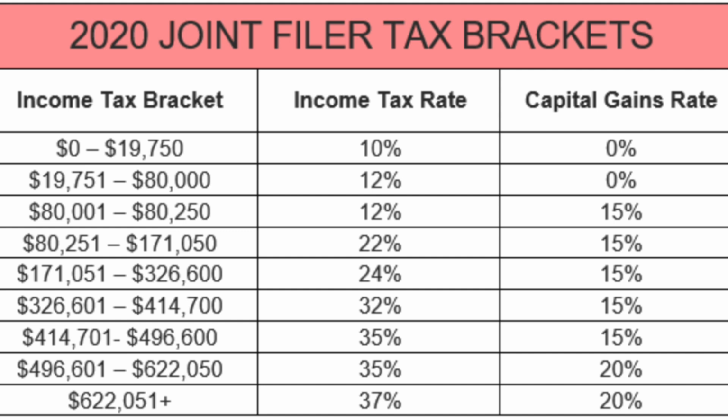And then $496,601 and more is taxed at 20%. So much different than the single filer, but that's because it's typically 2 incomes. All right, I hope you're following me. I know this is a lot of information, like kind of fire hose information, but I hope that I'm able to break it down for you.